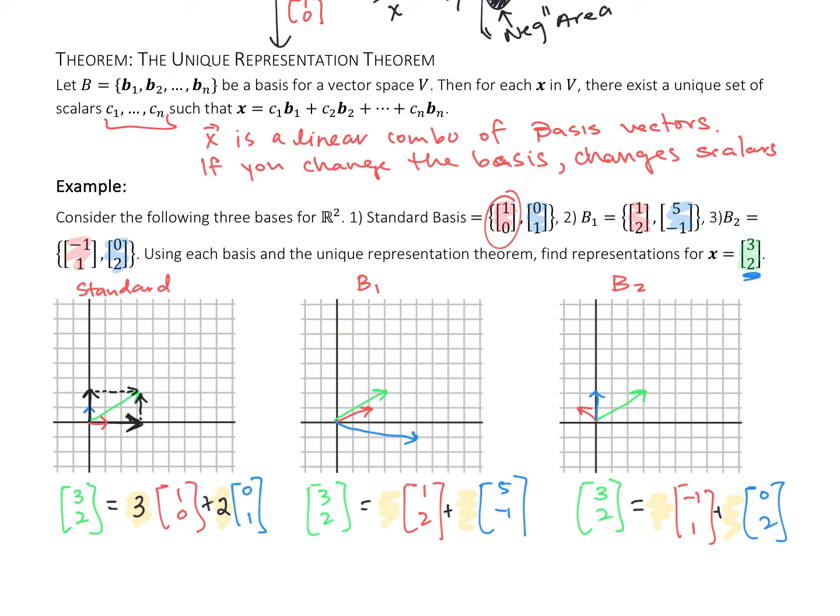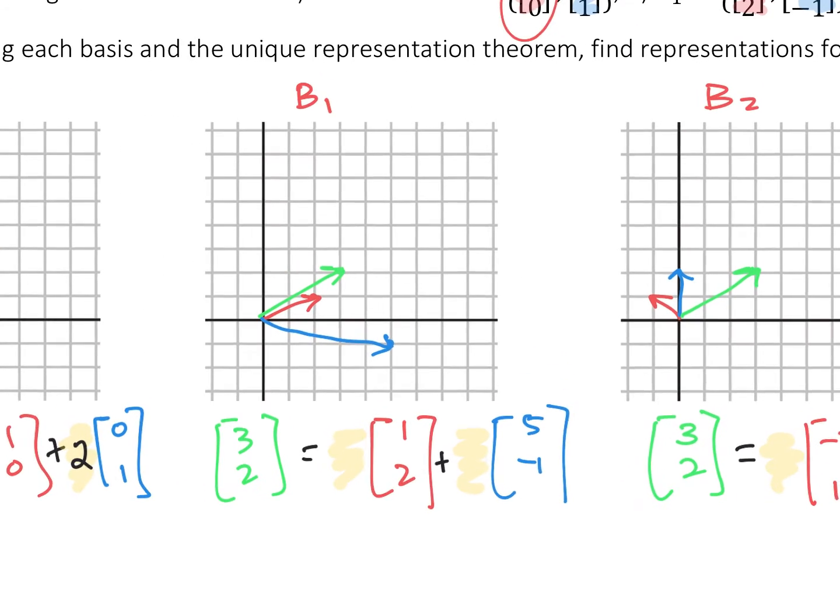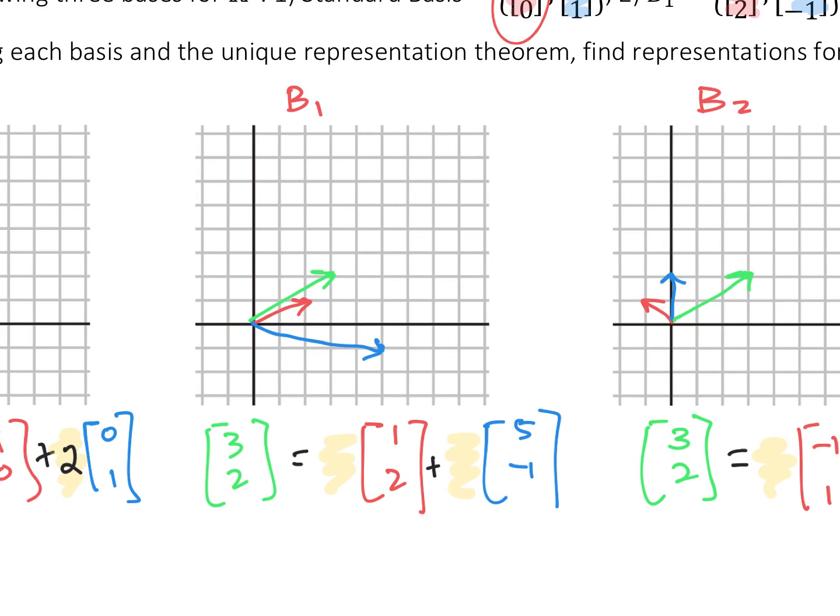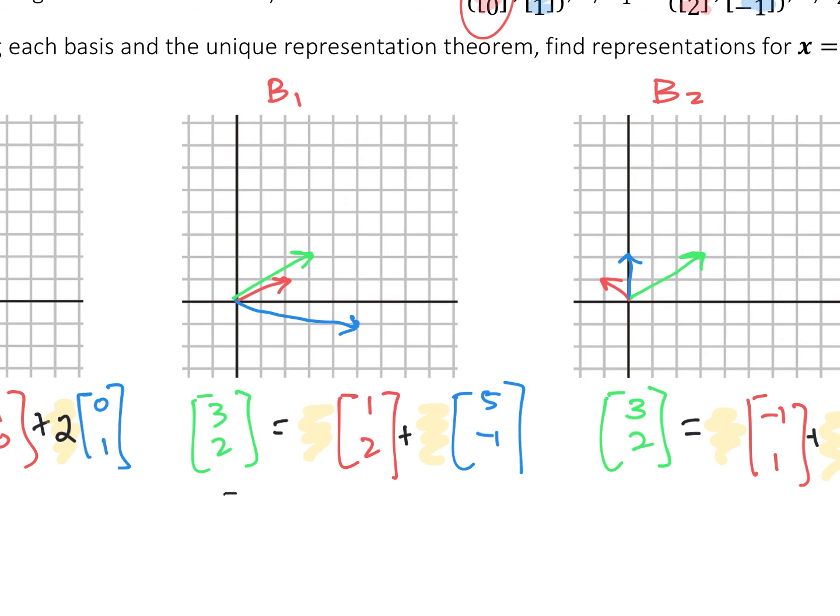Now, B1 and B2 are not as straightforward. In B1, I need to know what linear combination is going to get me 3, 2. We've already talked about how to get a linear combination, or in other words, how to prove whether or not something is a linear combination of other things. But here we want to actually follow through and decide what the solution is. So I'm just going to set up an augmented matrix, right?